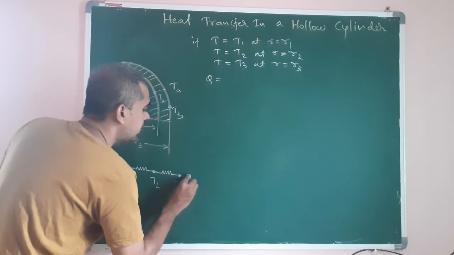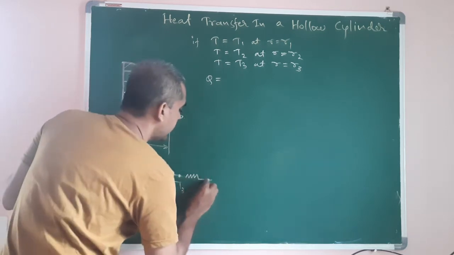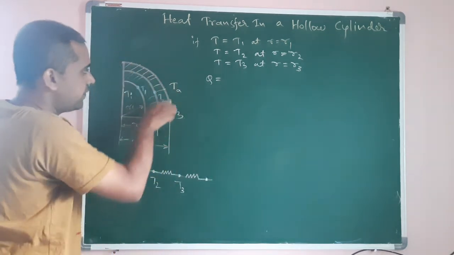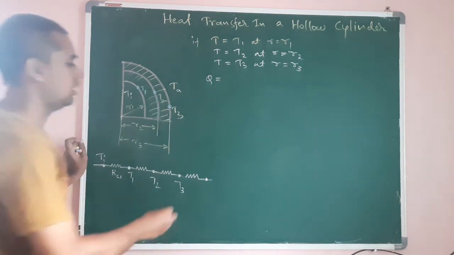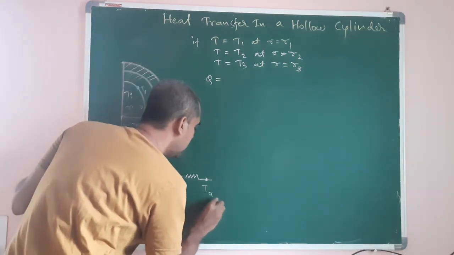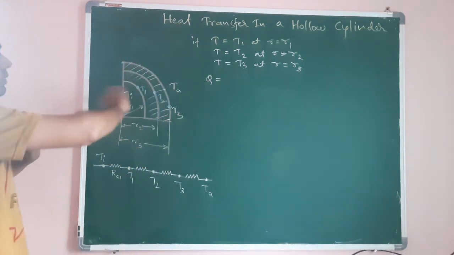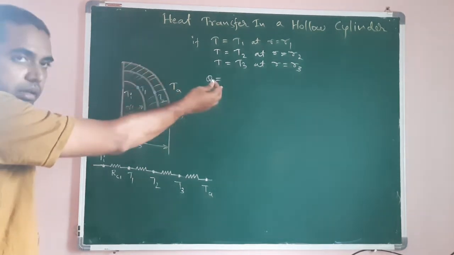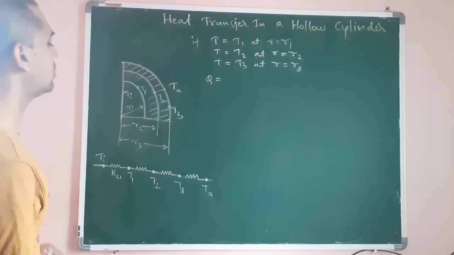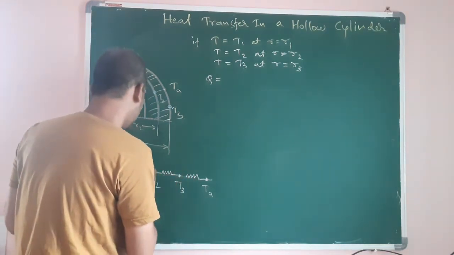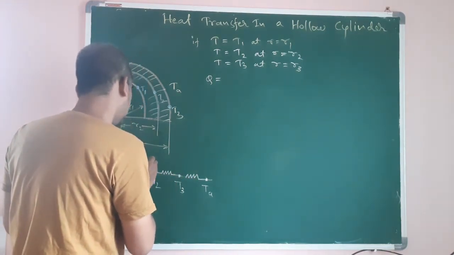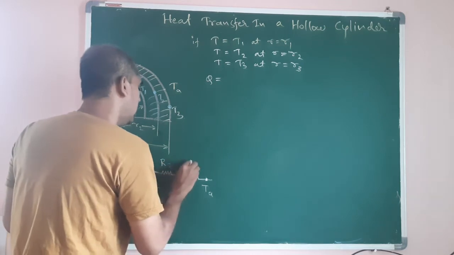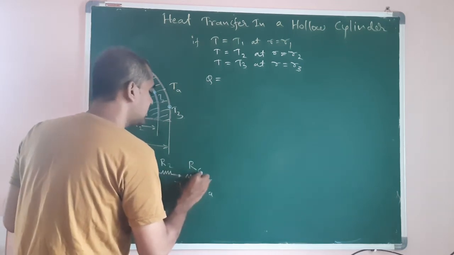Further, from T2 to T3 there is again one layer, therefore again there will be conduction between T2 and T3. Further, from T3 to Ta, that is from this surface to the ambient air, there is heat transfer from the solid to the fluid. That type of heat transfer we call convection heat transfer. This one I will call R1, this is R2, and this convection heat transfer is RC2.